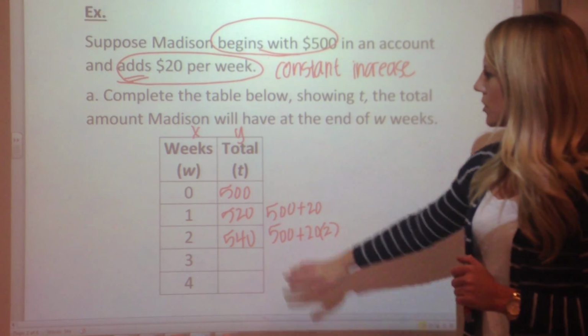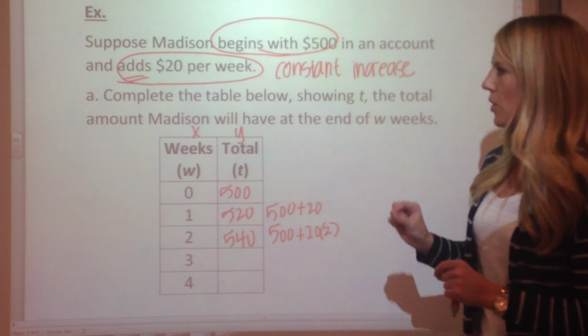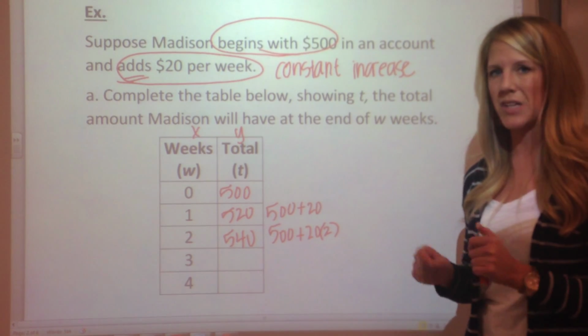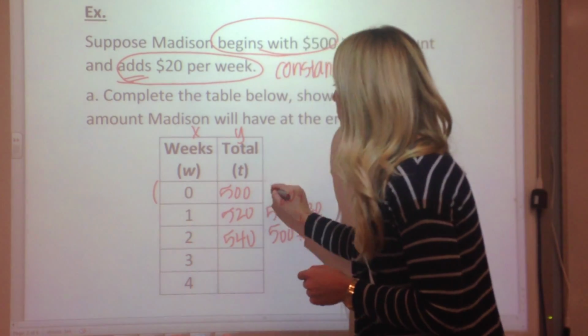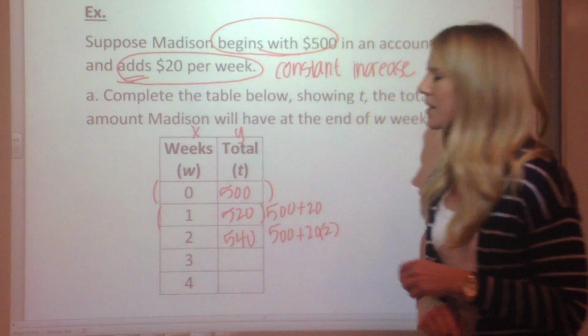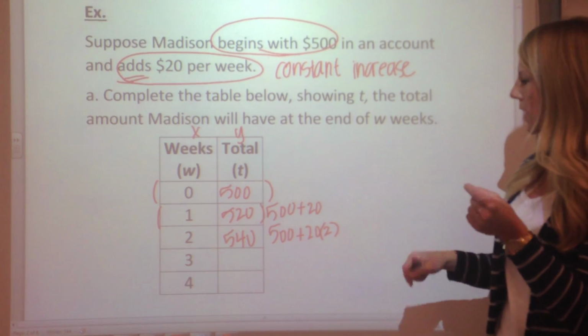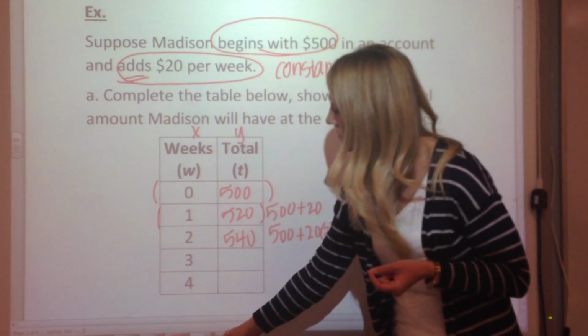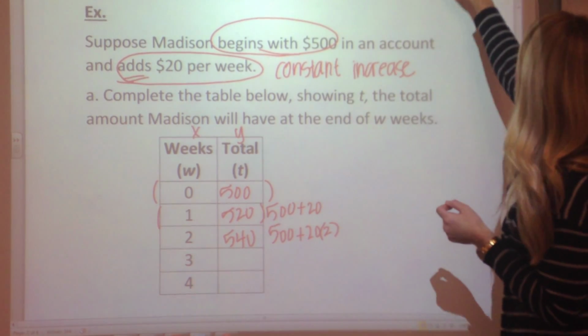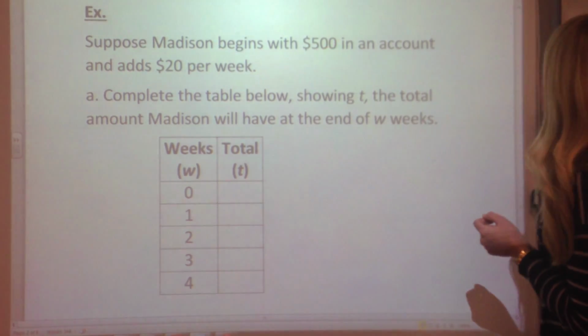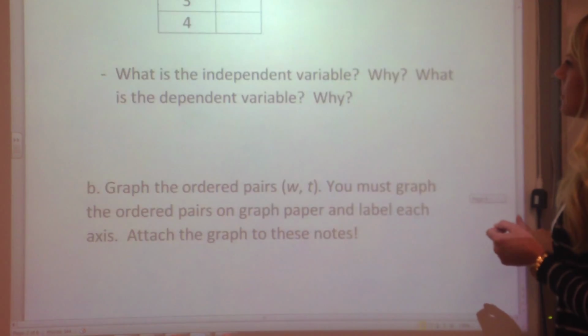So what you are going to do, you're going to go ahead and finish this table. Don't forget, a table gives you points to plot. So boom, boom, boom, boom. So that's an actual ordered pair that you can plot, 0, 500, 1, 520. And I'm kind of pointing it out for a reason. So finish the table. Then you are going to work on and finish pretty much the rest of this example.